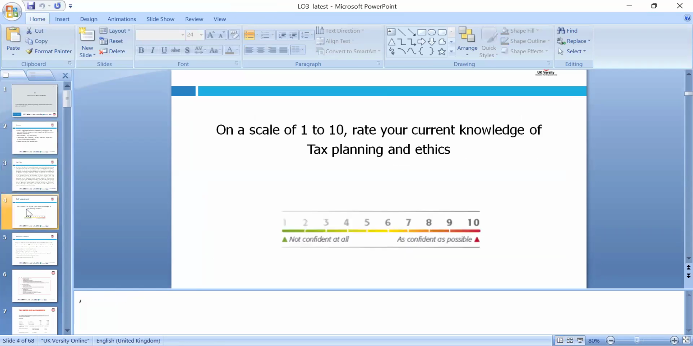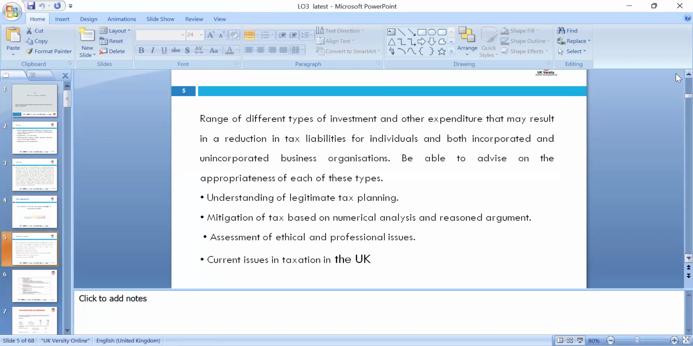Welcome, and thanks for joining. Today it's good to do a bit of reflection. You can reflect on how much you already know about tax planning and ethics, where we are at the end, and we'll carry on reflecting as well.